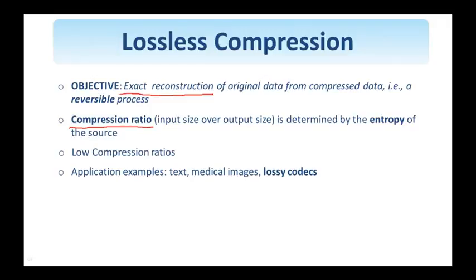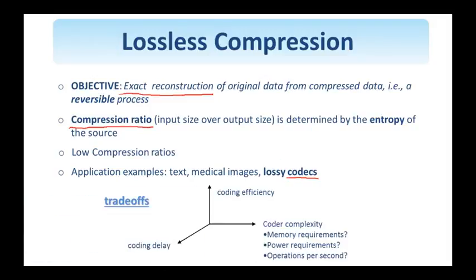Finally, as I already mentioned a couple of times, and we'll see starting next week, a lossless coder-decoder, called a codec, is part of any lossy compression scheme. Now, when we evaluate a compression scheme, certainly the coding efficiency is of the utmost importance. However, when we deal with actual implementations of codecs, then other factors such as the coding delay, how long it takes to encode the signal, as well as the coder complexity, which can be measured in terms of memory requirements, power requirements, operations per second, should also be taken into account.